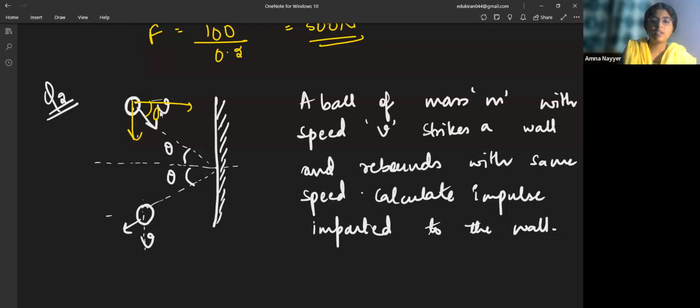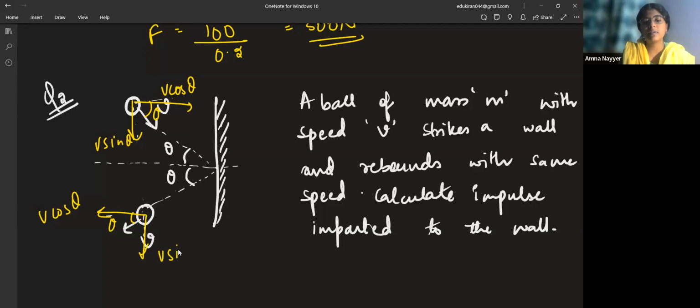alternate angles, this will be theta. So this becomes v cos theta. This becomes v sin theta. Fine. Then this velocity, again, you will resolve this also. If this is theta, this will also be theta, corresponding angles. This becomes v cos theta and this becomes v sin theta. Now solve everything according to the x-axis and y-axis.